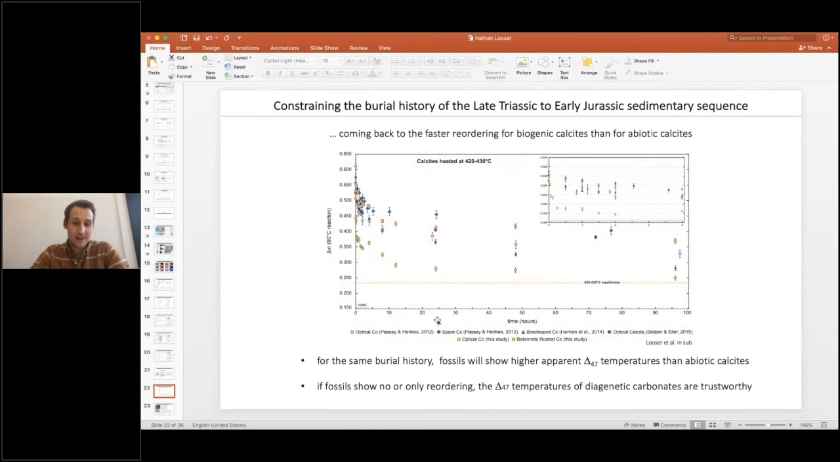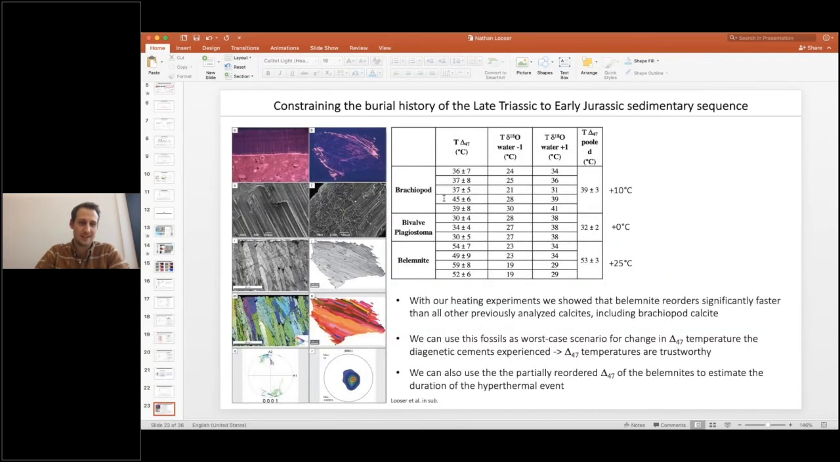And if we compare this belemnite calcite, which is these orange circles here, with all other calcites that have been tested previously and that we tested, these are optical calcite. This is a spar calcite. We see that belemnite calcite is faster than the other ones. Okay, so in this project, we also derived kinetic parameters, which are going to be important in the next slides.